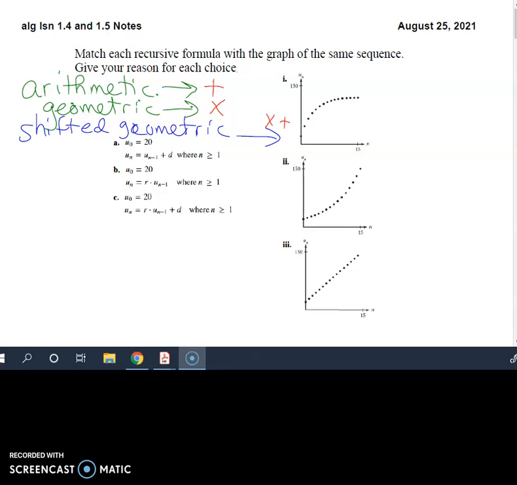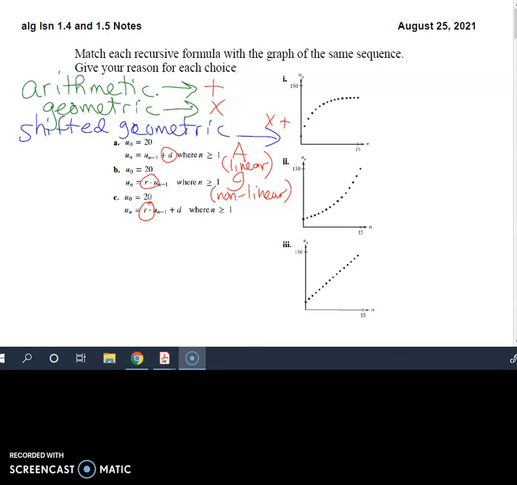For problem A, it's an addition problem, so the graph is going to be an arithmetic. Arithmetics are linear in shape. Here we have a multiplication problem. And it's just multiplication, so that tells me it's geometric, and the graph is going to be nonlinear.